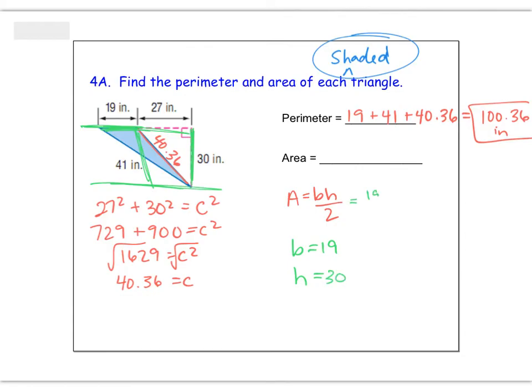So we're going to do 19 times 30 divided by 2. And that should come out to be 285 inches squared. Great, let's try the next one.